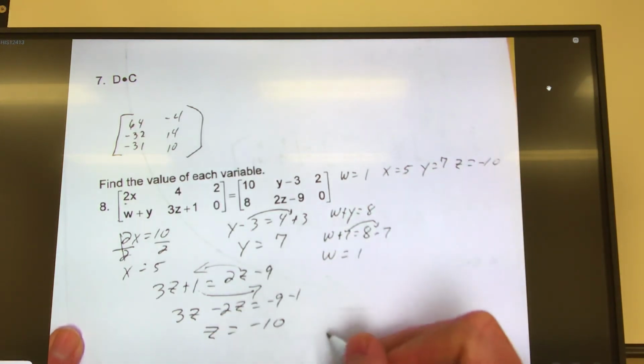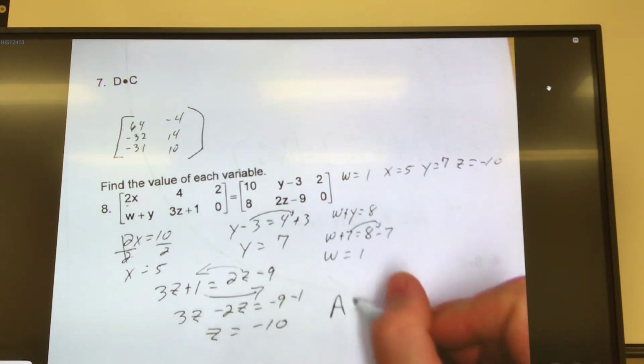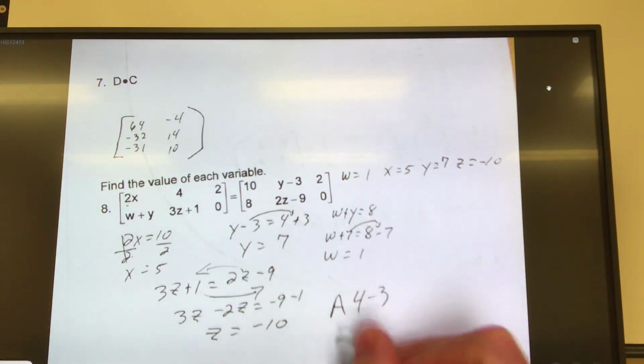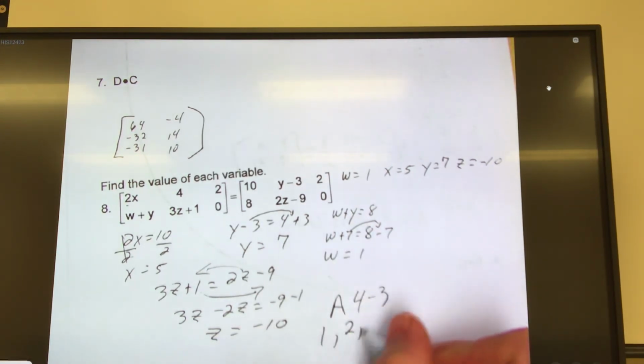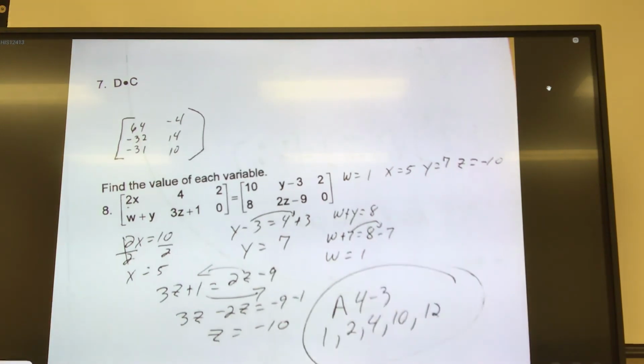The assignment that we will be doing on 4-3 will be A 4-3. We're going to do numbers 1, 2, 4, 10, and 12. This concludes the notes for 4-3.